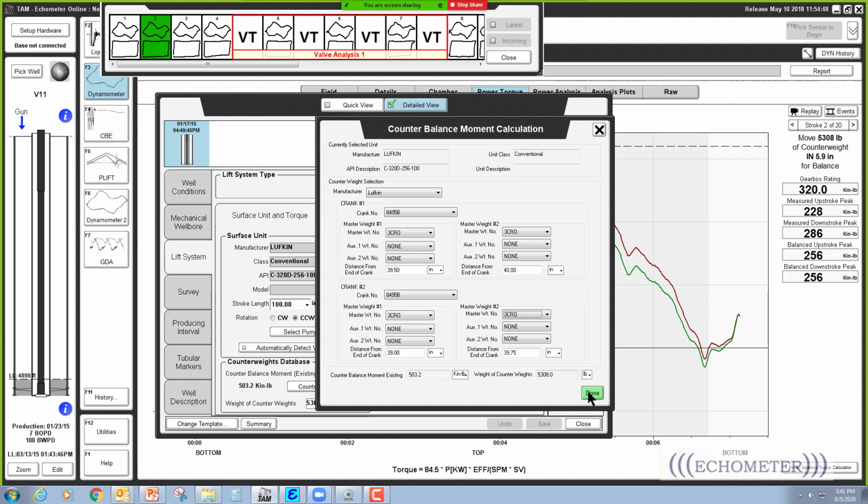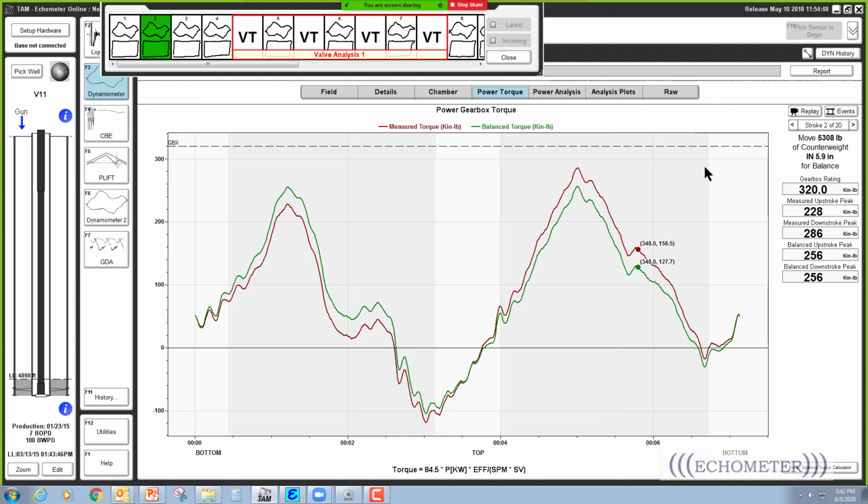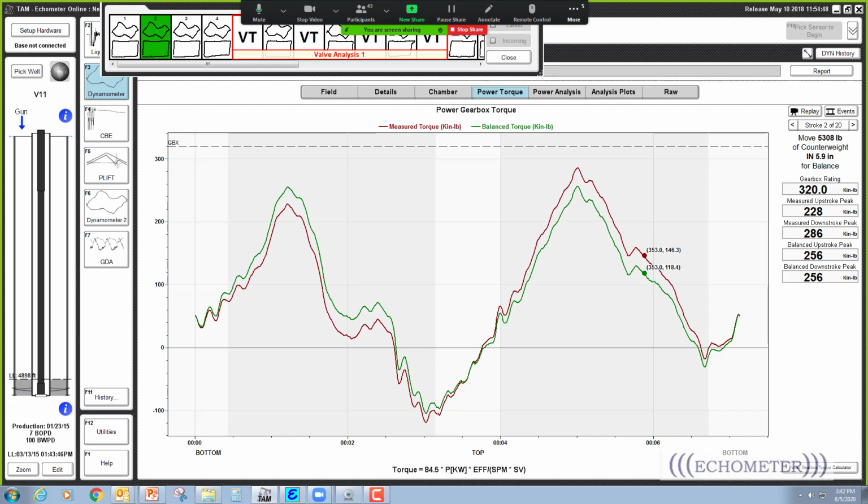Okay, so that's this well right here. It's a conventional unit, and let's see, save it and close it. And we've reviewed the report. The report shows torque, net torque. It shows where to move the weights.